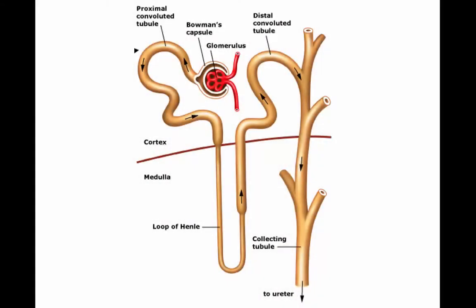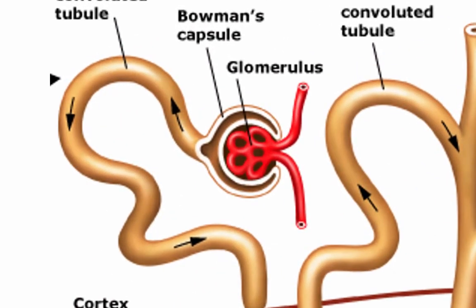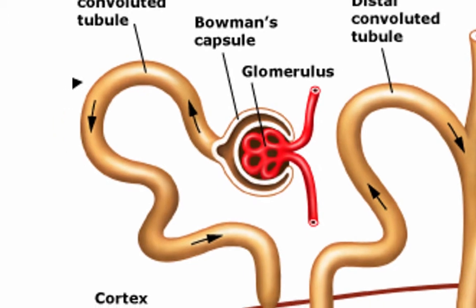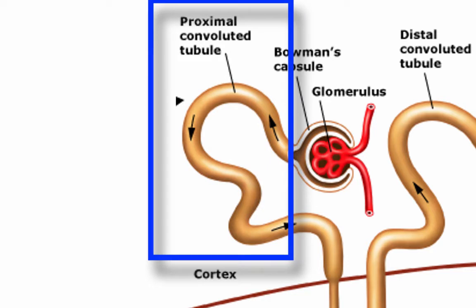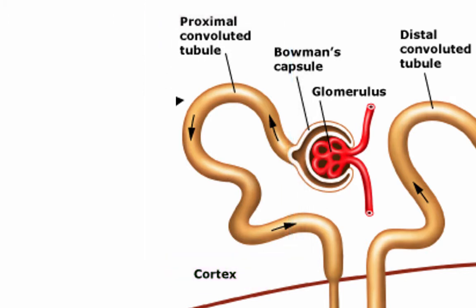Each nephron begins with a special bell-shaped head called the Bowman's capsule. Each Bowman's capsule envelops a bundle of blood capillaries called the glomerulus, which contains the blood that will be filtered. Connected to the Bowman's capsule is the proximal convoluted tubule, which is located entirely in the renal cortex. Proximal means near, and convoluted means bent.